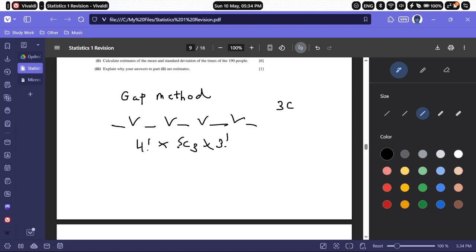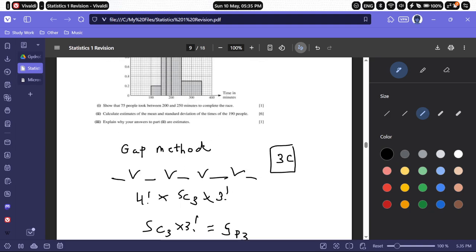So all I said is that for gap method, you need to sort of recognize two major groups. So in this case, we are talking about vowels and consonants, right? So in this, you have four vowels and then you have three consonants for this example, right? You can do 5P3 as well. That's completely fine. I prefer to choose and then use factorial, but 5C3 times 3 factorial would be the same as 5P3, just to clear it up. So yeah, that's for gap method.